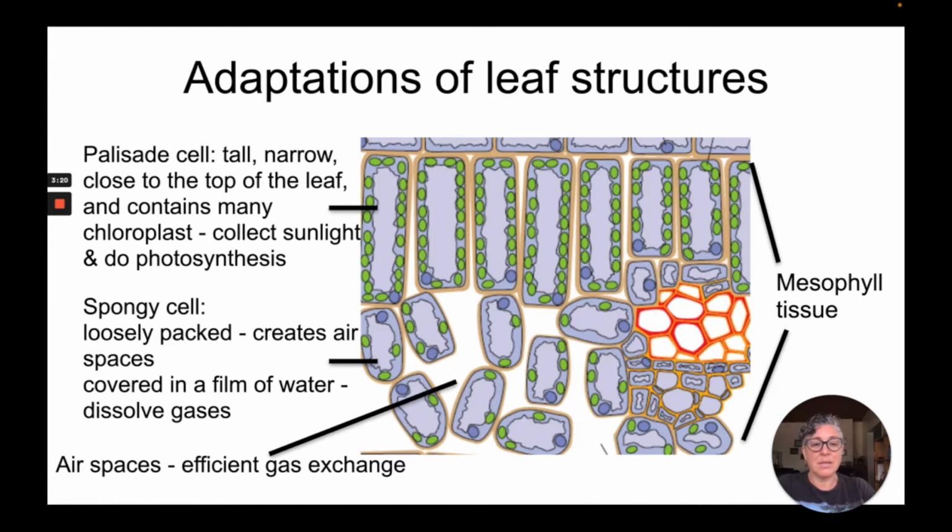Then lastly, within this tissue, we have the air spaces. The air spaces are there in order to allow for efficient gas exchange. Not only are the leaves doing photosynthesis, but gas exchange is happening as well in that organ.